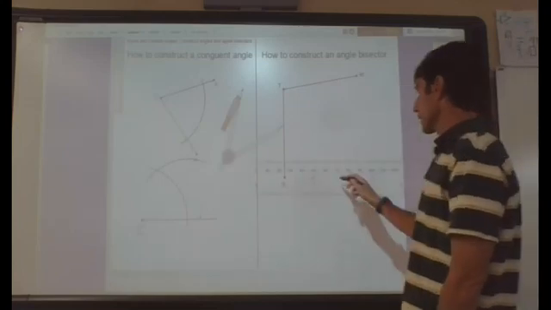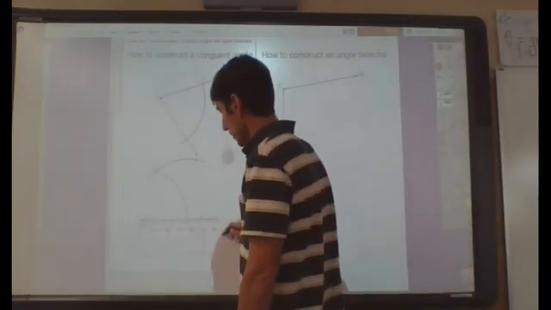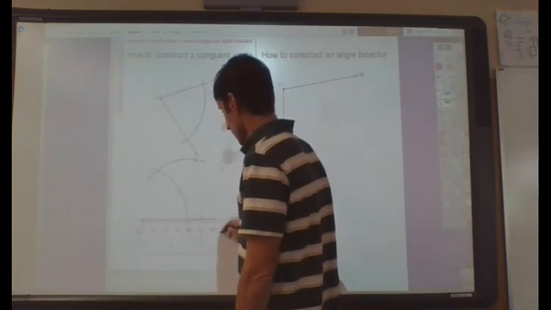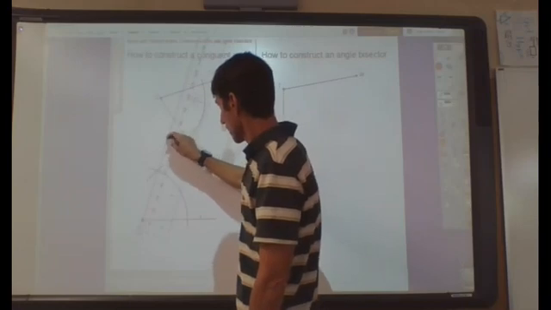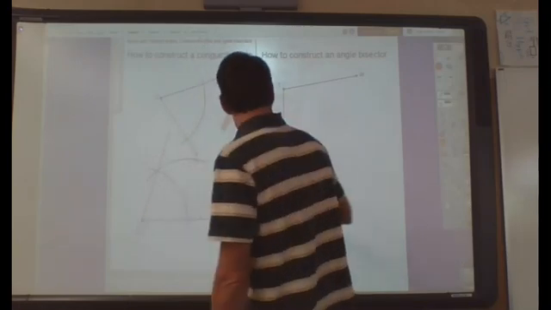Get my ruler back. There we go. So place my ruler right here. And there we go.